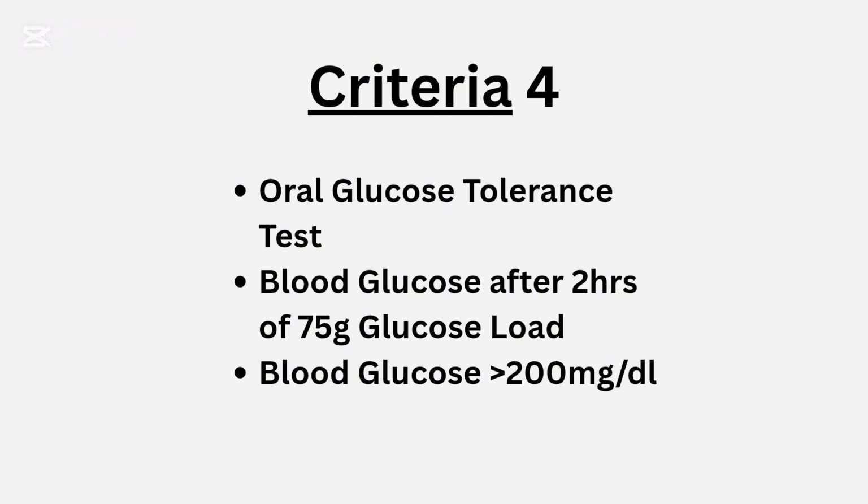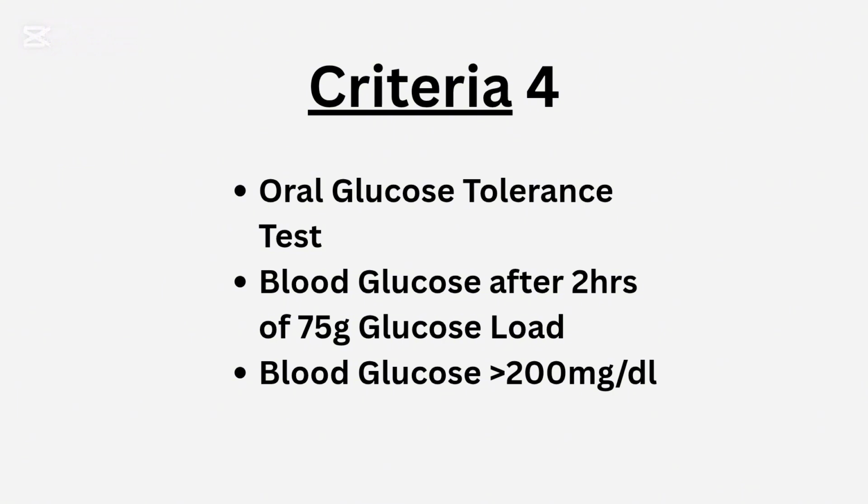HbA1c is actually a glycated hemoglobin, a hemoglobin to which a glucose is attached. So it tells us about the average blood glucose in the previous 3 months. So if it is greater than 6.5%, then we will label a patient a diabetic. And the fourth criteria is oral glucose tolerance test.